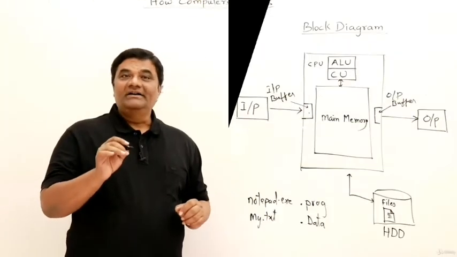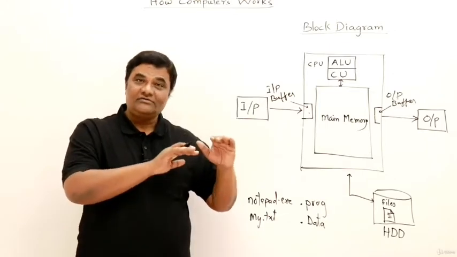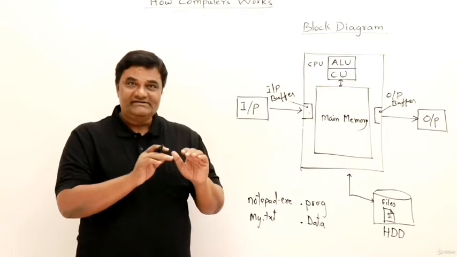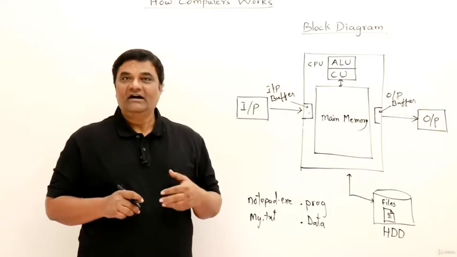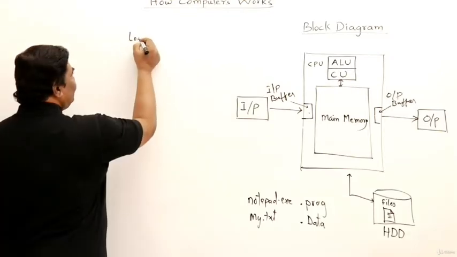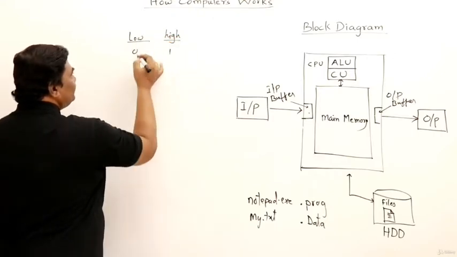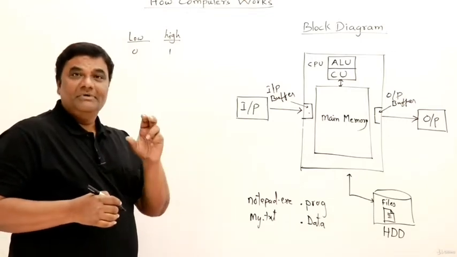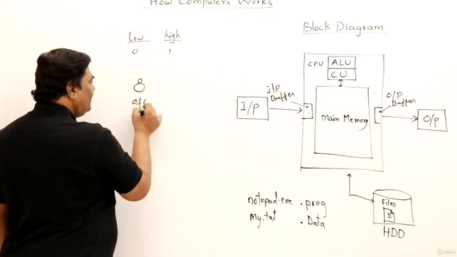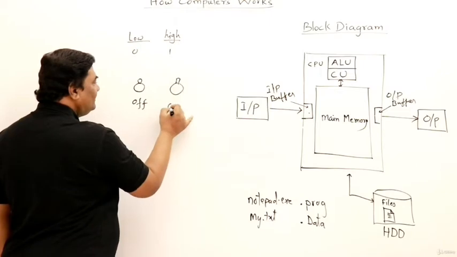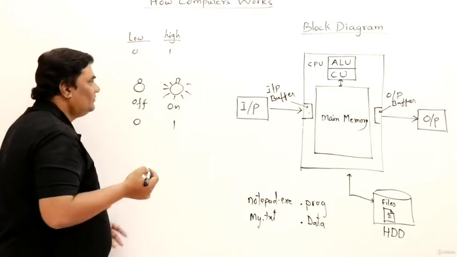See, a computer works on a binary number system. What is the binary system? Why does it work on the binary system? See, it's an electronic device, so it works on currents or voltages. Voltages are logically used as binary. How? A low voltage is taken as 0 and a high voltage is treated as 1. It is just like a bulb. A bulb can be either off or on. If it is on, we treat it as 1. If it is off, we treat it as 0.